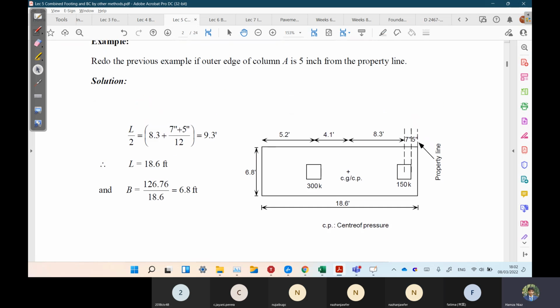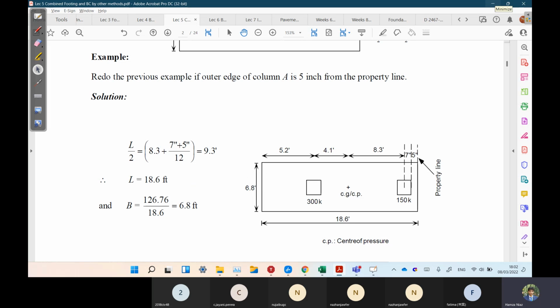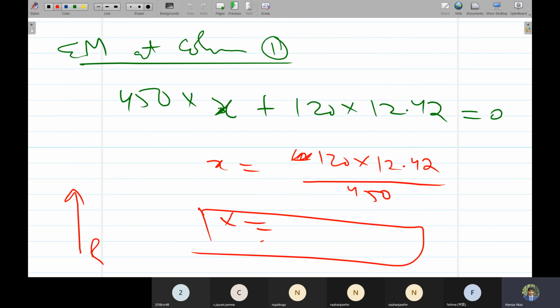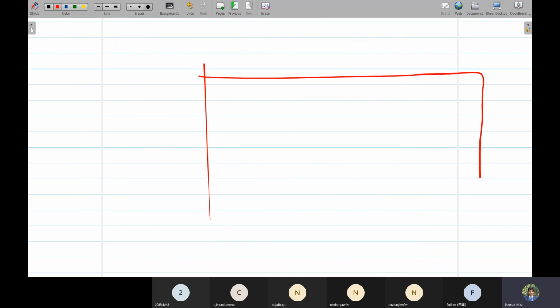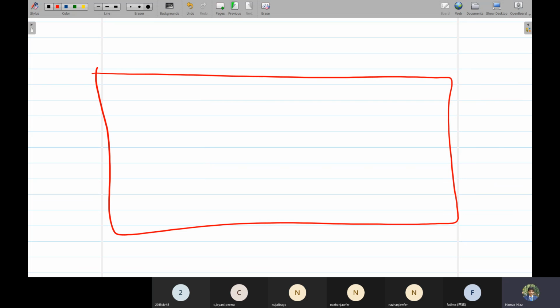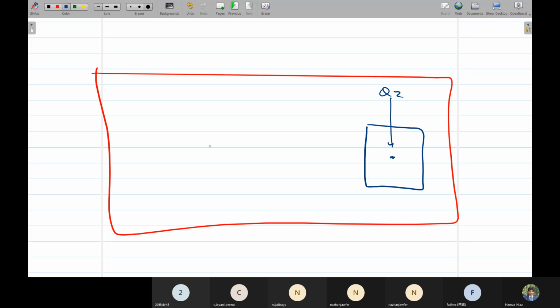So if we move to this question, they are saying that the column is 5 inches from the property line. So that's simply this question. This is again the same footing. Yes, the difference is they have provided this length now. Suppose this is the Q2 load and this is the Q1 load. This column is 14 by 14, and this one is 20 by 20.